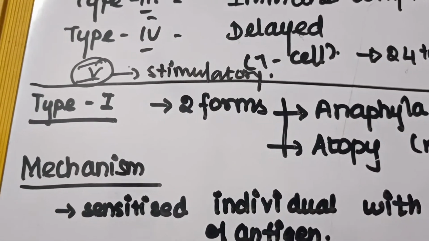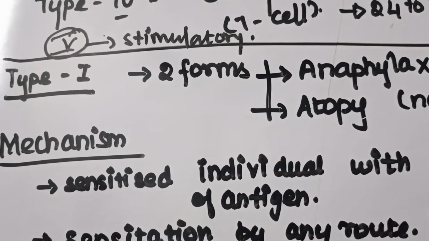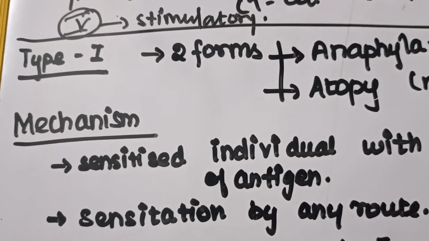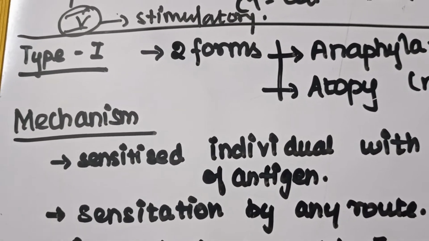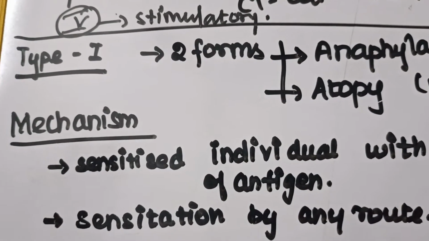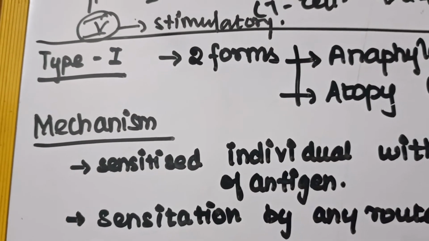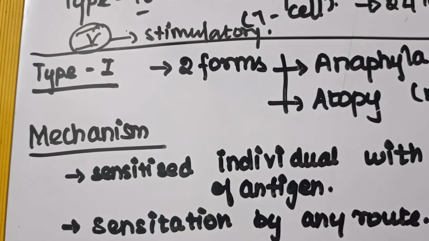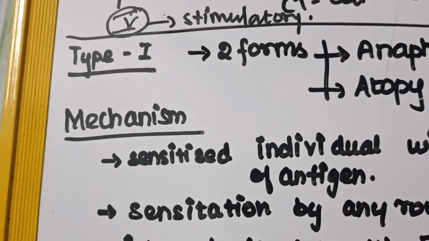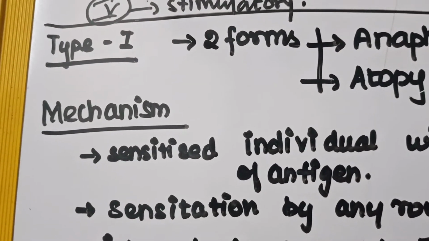Let us see how the mechanism of this type 1 occurs. Before going to the mechanism, we have to get familiar with two terms. The first one is sensitization and the second one is shocking. Sensitized dose and shocking dose. Sensitized dose is the first time a person is encountering a particular antigen. Whereas the shocking dose is when the same individual is again attacked by the same antigen for the second time. So this is sensitization and that is shocking. Now I hope you understand the difference between sensitization and shocking.